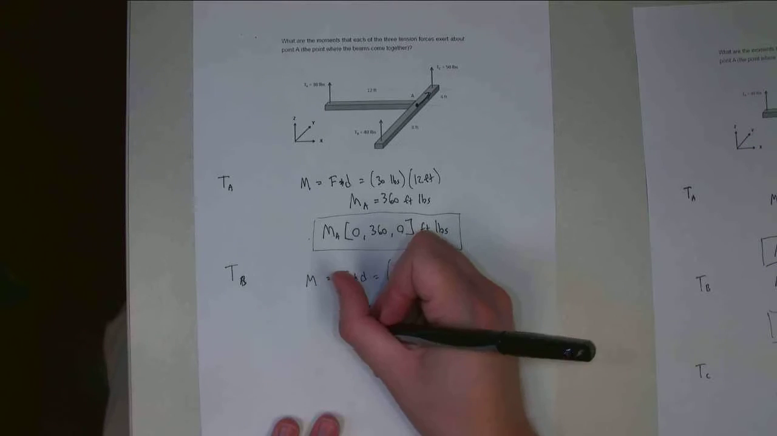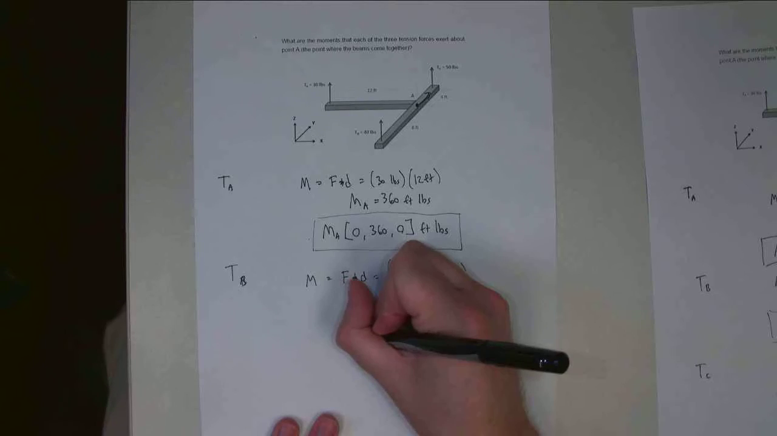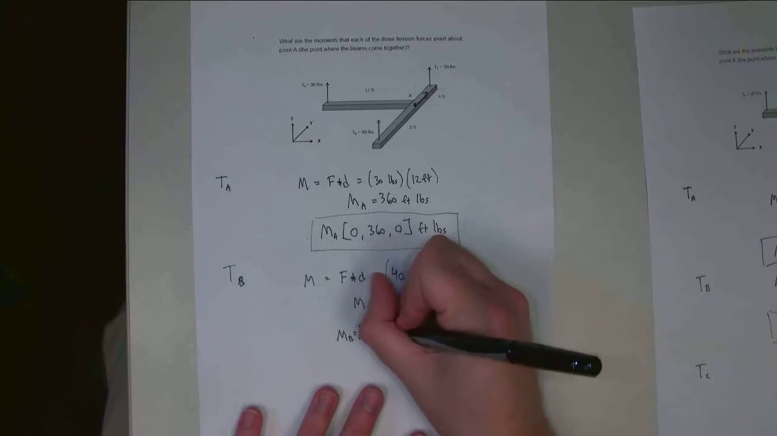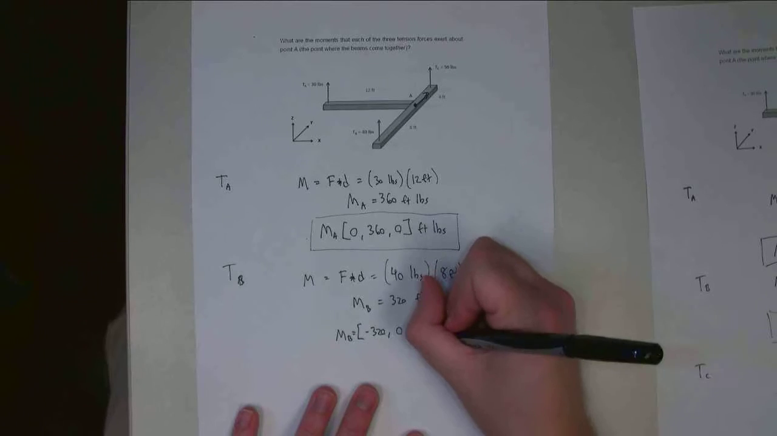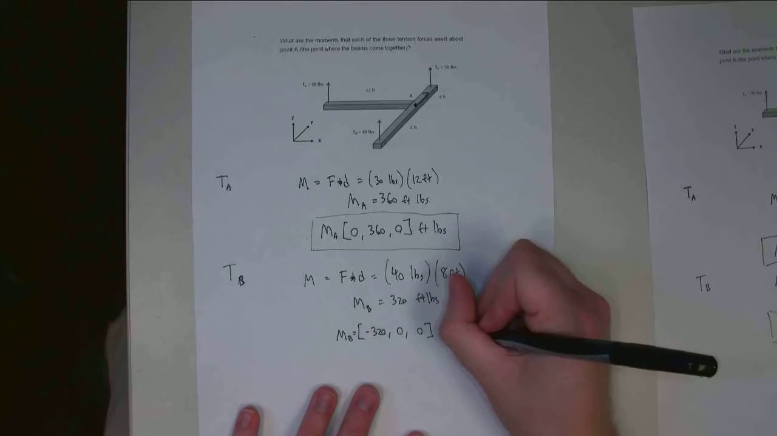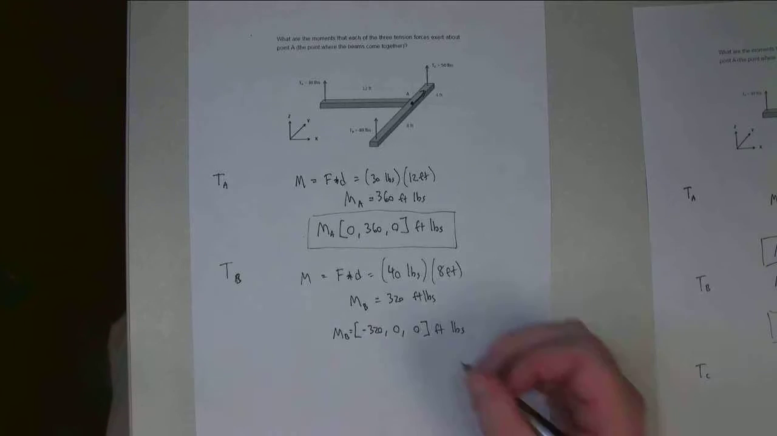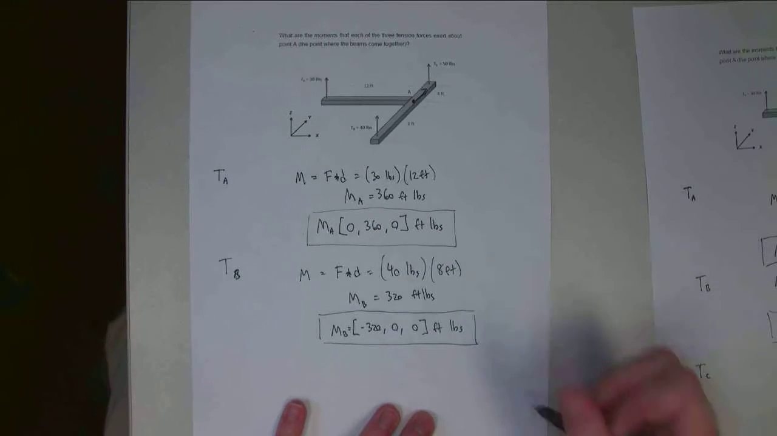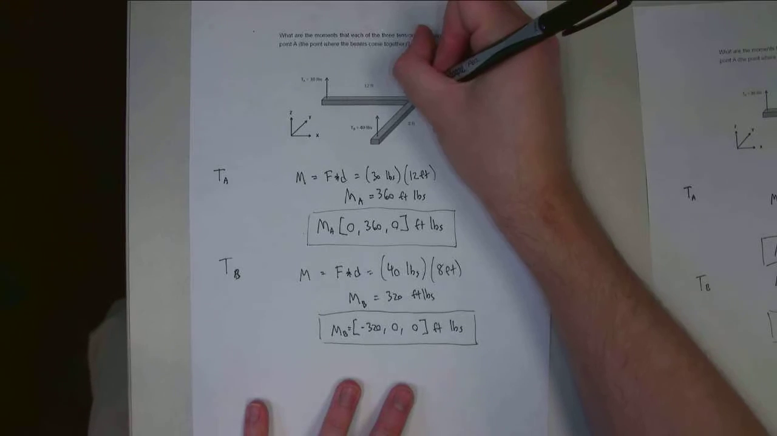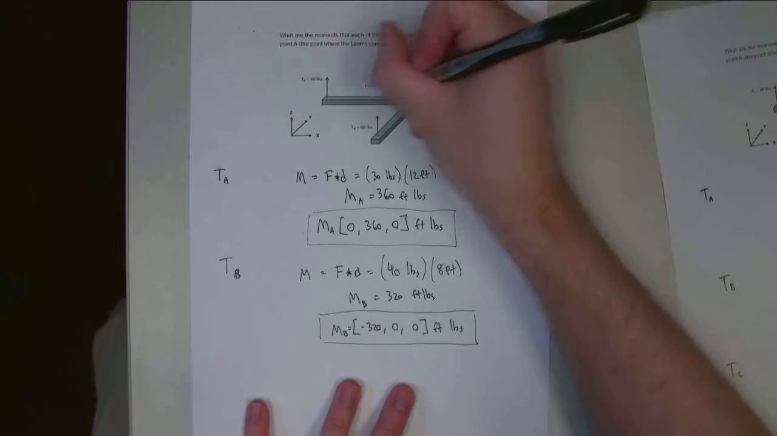So we have MB is negative 320, so negative x direction, 0, 0. And the units are foot-pounds. So this one was MA, this one is MB.